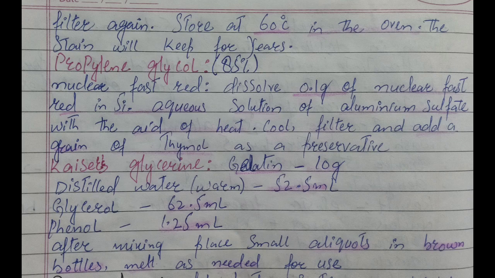Glycerin gelatin: gelatin 10 gram, distilled water, warm, 52.5 ml, glycerol 62.5 ml, phenol 1.25 ml. After mixing, place small aliquots in brown bottles. Melt as needed for use.